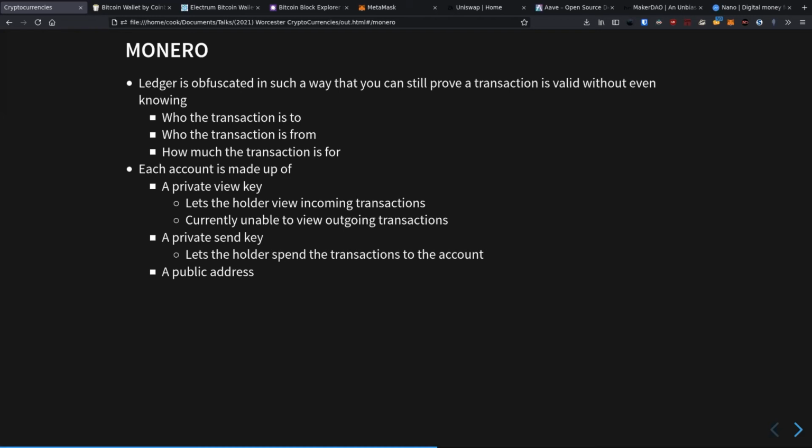So each account has a private view key, which is essentially an address that allows you to see incoming transactions. So you could even give that private view key to, say, an accounting software, and it will be able to see your incoming transactions and make use of that without being able to send transactions, because you need the send key to send transactions, which is another private key. And then finally, you have the public address.